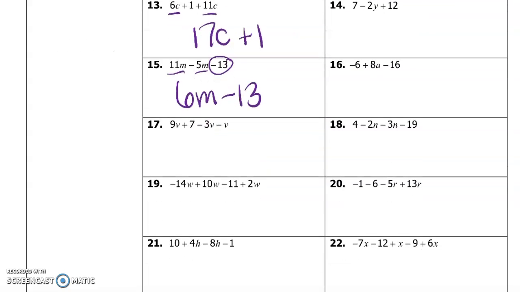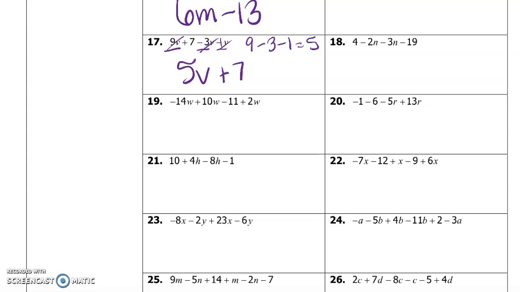For 17, we have 9v minus 3v minus 1. So if it helps you to write that off to the side to show you're doing 9 minus 3 minus 1, you can do that. That will give you 5. So 5v plus 7. If it's a positive number, you're going to write a plus. If it's a negative number, you're going to write a minus.